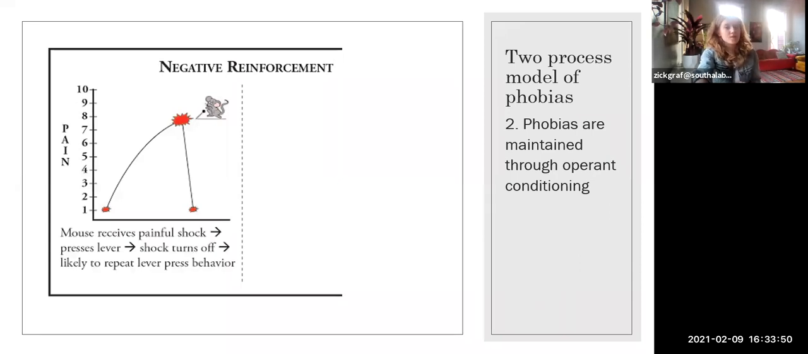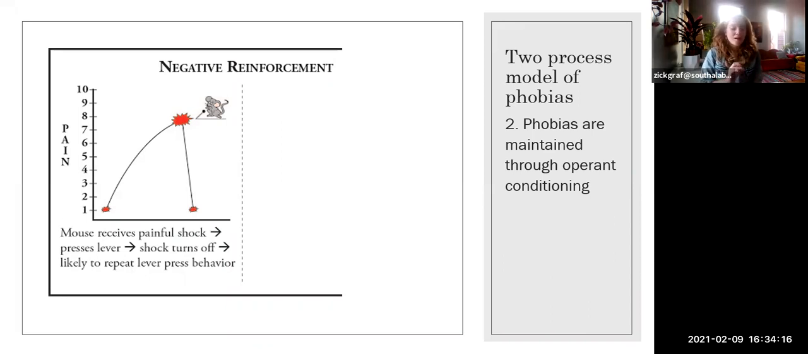So this part is really crucial in not just how phobias develop, but how that initial fear learning persists and leads to impairment and distress. The first process in the two-process model of phobias is associative learning, classical conditioning. The second process is operant conditioning.